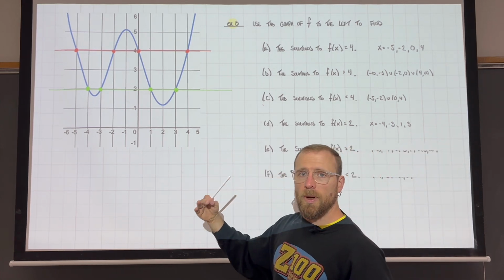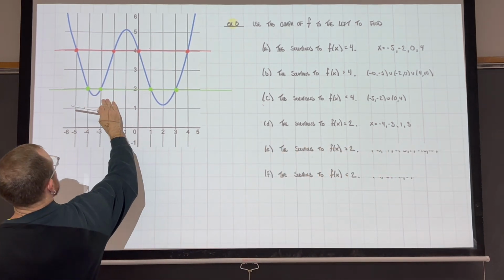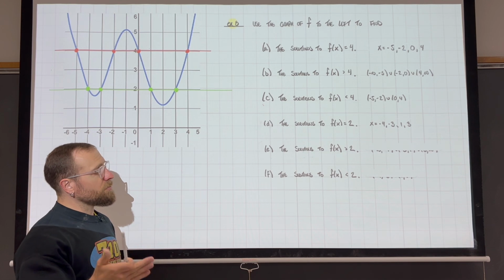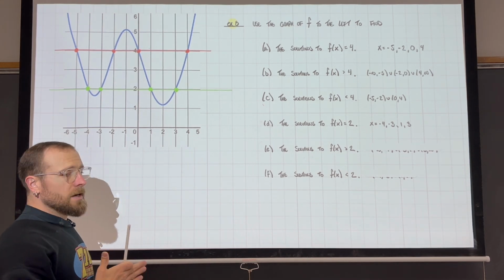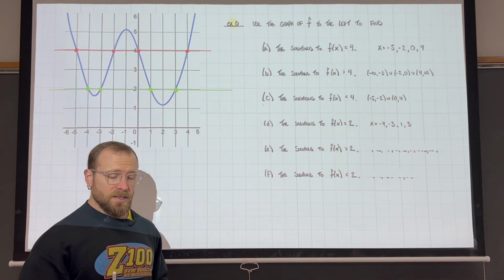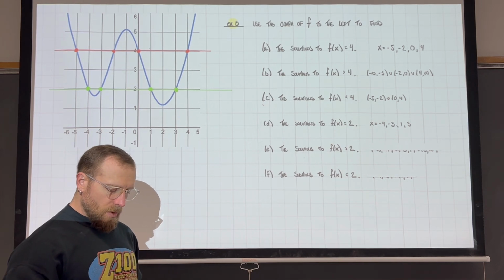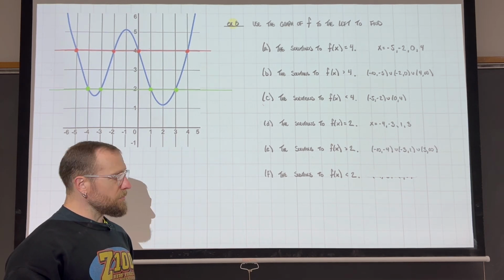This is asking you, where is the graph above this green line? And where is this graph below that green line? And these are intervals for x, okay? We're talking about what values of x cause the output to be greater than 2.